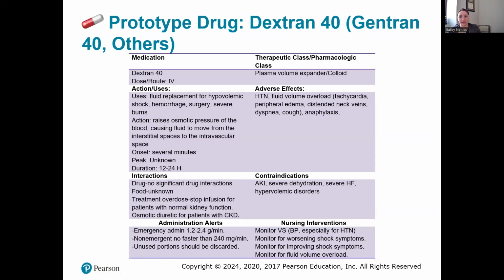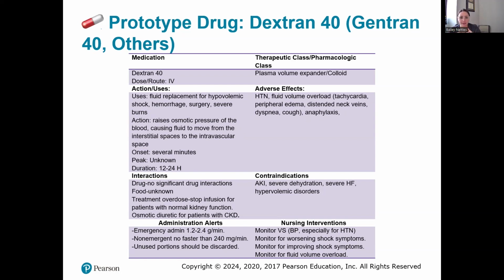An example of that is Dextran 40. Okay, Dextran 40 is an IV route medication. It's used as a volume expander. So we use it for fluid volume replacement for hypovolemic shock. What is hypovolemic shock? Low volume. So I have so much volume loss that I'm in shock, okay? Whether this is from dehydration, hemorrhage, surgery, or burns. So we use that for all of those things and for the shock, okay? So once again, it raises the osmotic blood pressure by causing fluid to move from the interstitial spaces into the intravascular space.